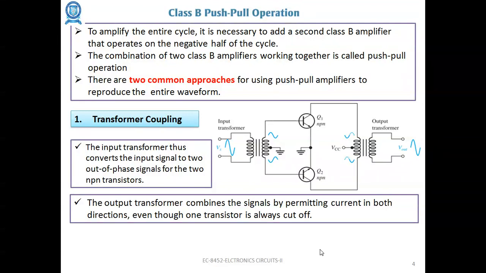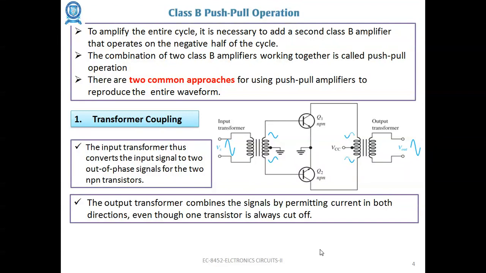The input signal is supplied to the primary of the driver transformer. The center tap on the secondary of the driver transformer is grounded. The center tap on the primary of the output transformer is connected to the supply voltage plus VCC. With respect to the center tap, for the positive half cycle of the input signal, point A on the secondary of the driver transformer will be positive, while point B will be negative. Hence, the input signals applied to the bases of transistors Q1 and Q2 will be 180 degrees out of phase. This is the operation of the circuit.